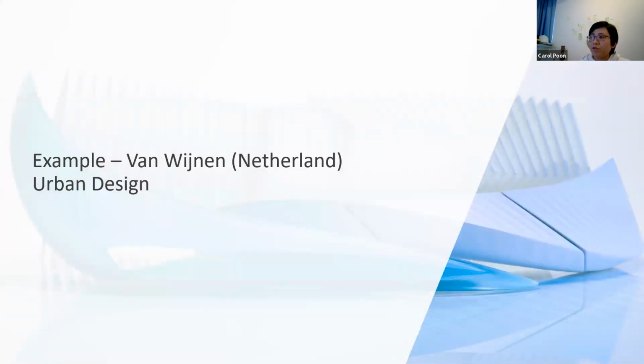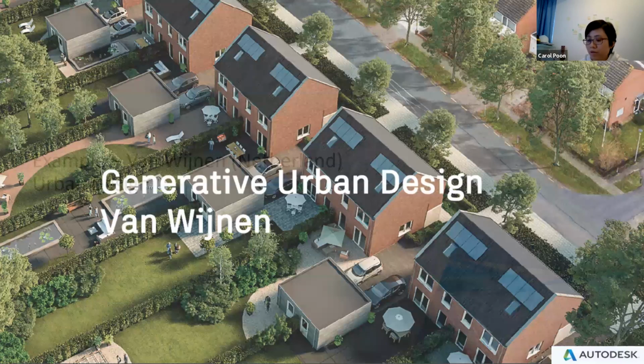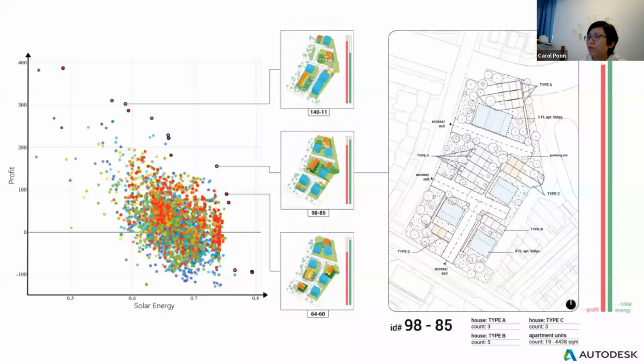Another example is for the urban design in the Netherlands. So in this project, you can see the site layout here on the right side. And then we have set up some rules and logic for it. And then our research scientists help them to classify the best results based on the environmental factors, such as solar and whether the density of the houses is good enough.